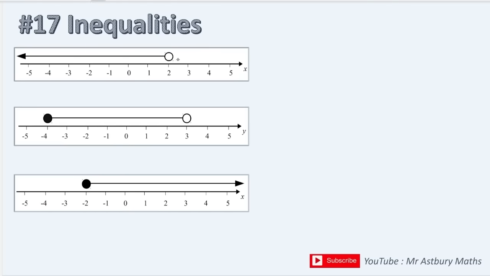So we have that the circle is hollow, which means that it can't equal 2, and all of the x values are going to the left of that, so they're less than 2. So we write x is less than 2.